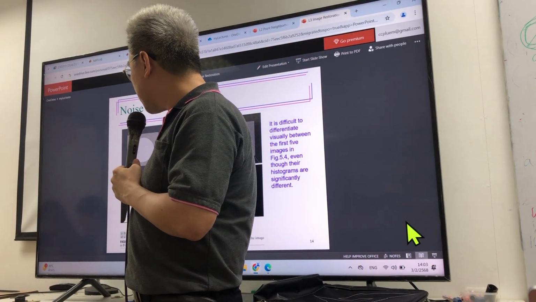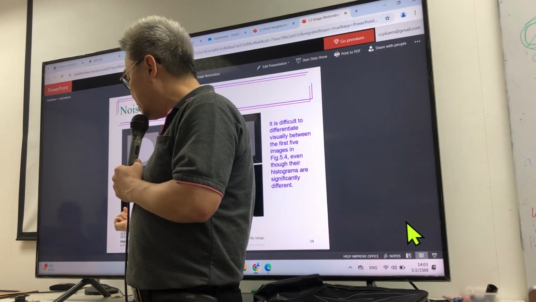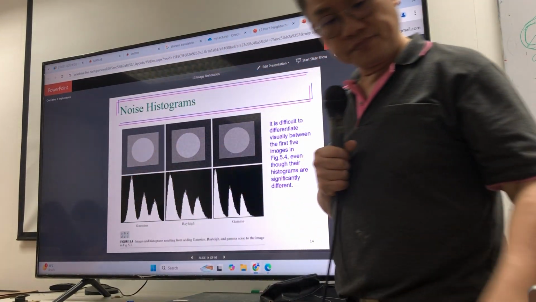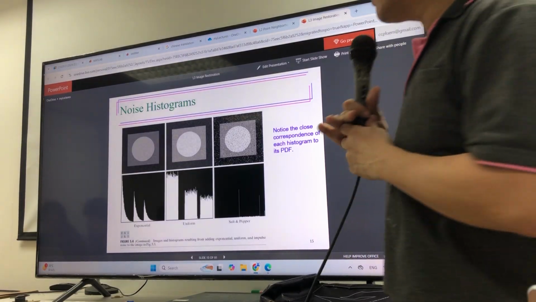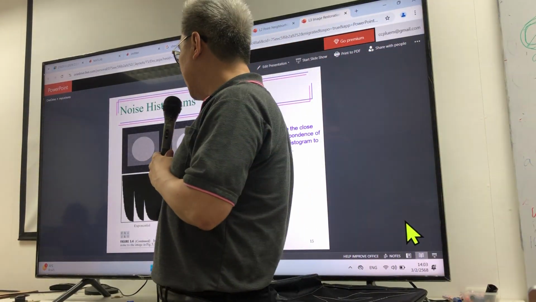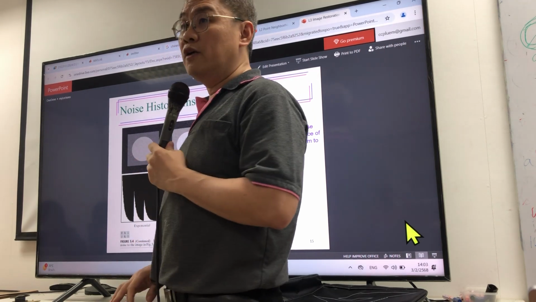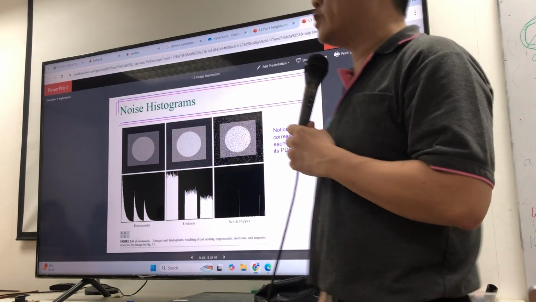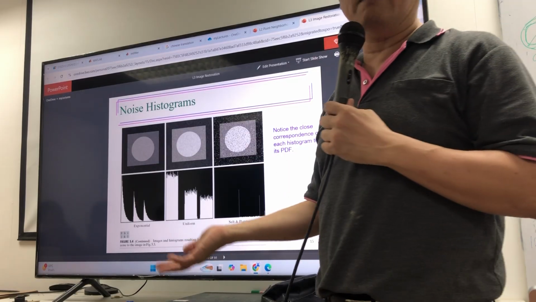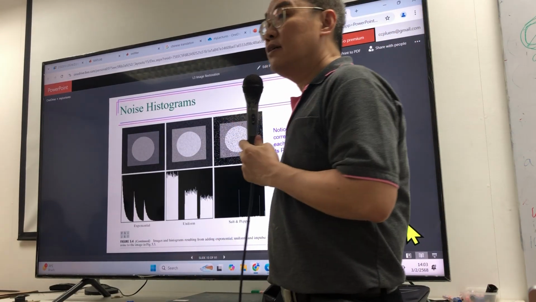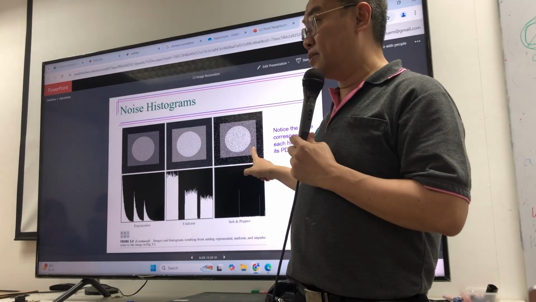So basically, you find the mean. The mean depends on the background. The variance depends on how wide it is. And this one is exponential, and this one is uniform. You probably cannot distinguish them until you see the histograms. The only one that you can distinguish is the salt and pepper noise.